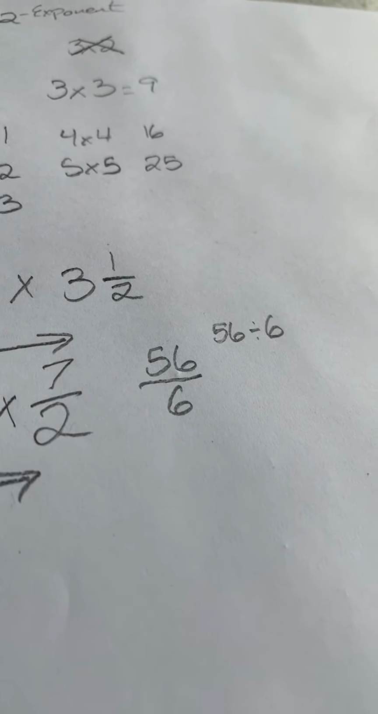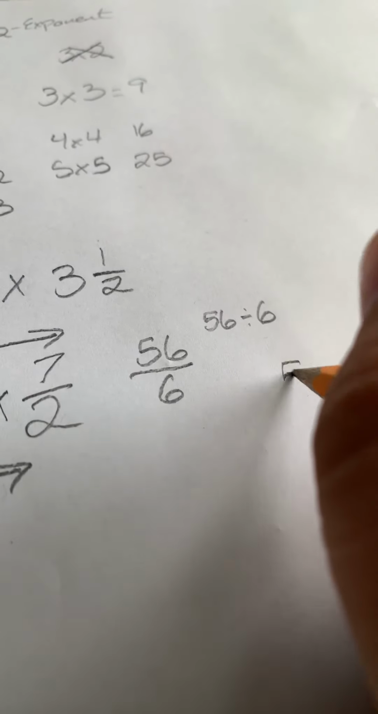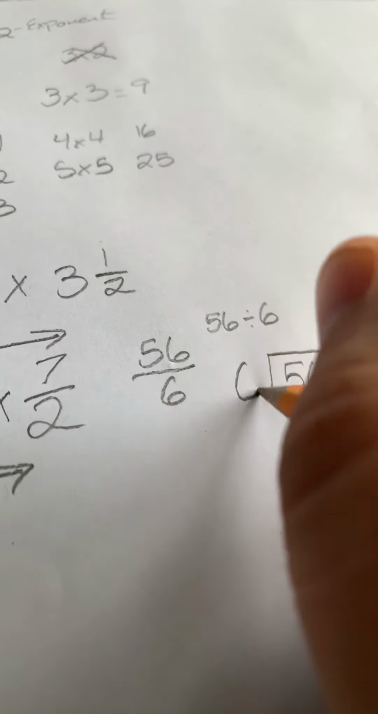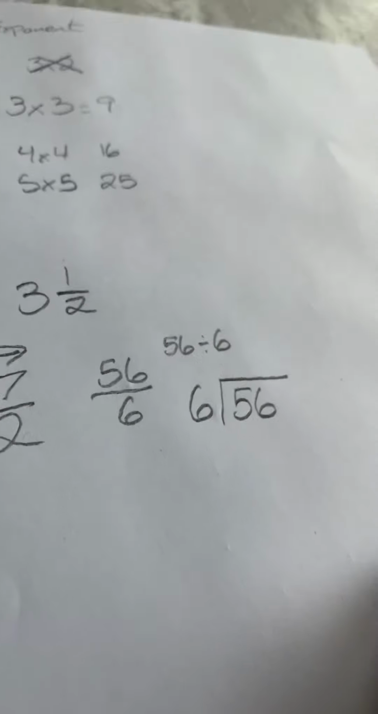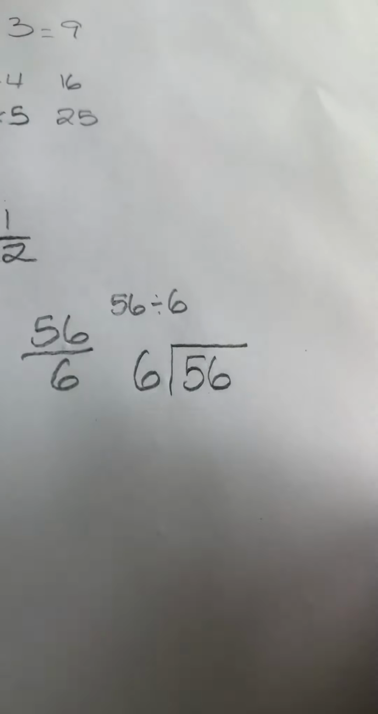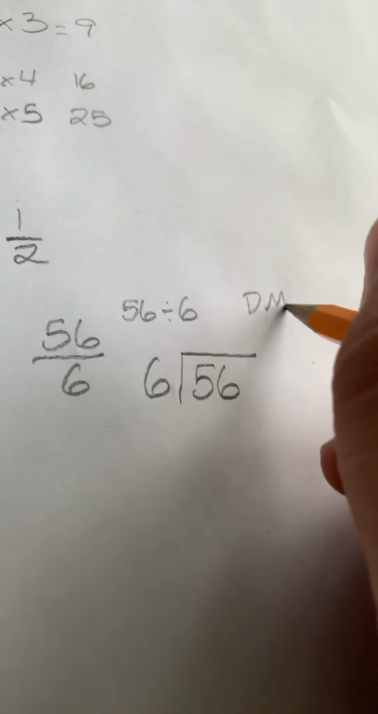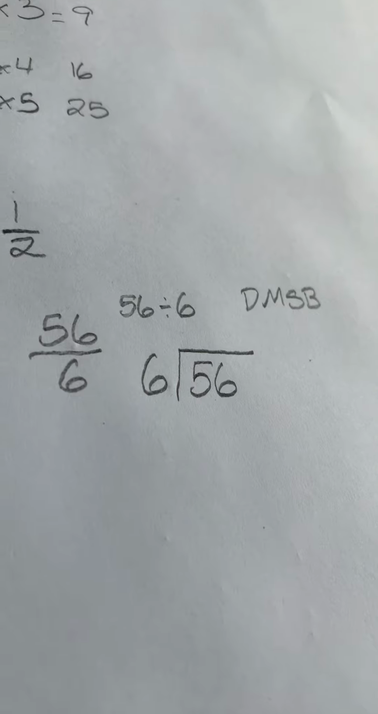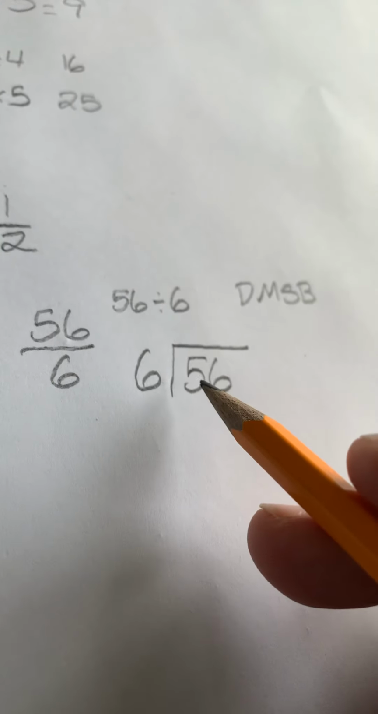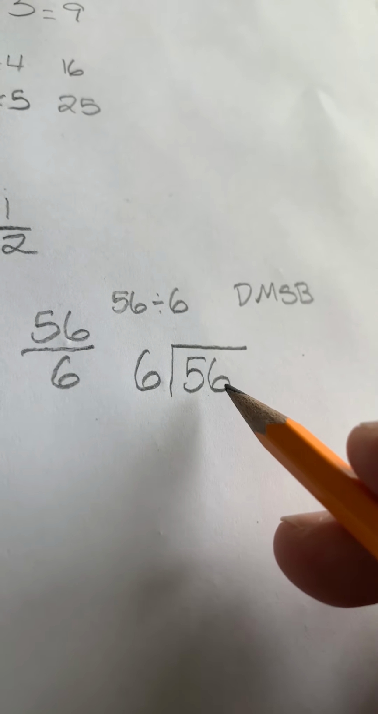56 divided by 6. So 56 is going to go on the inside, 6 is going to go on the outside. So now I need to remember: I'm going to divide, multiply, subtract, bring down. I can't divide 6 into 5. I can divide 6 into 56.